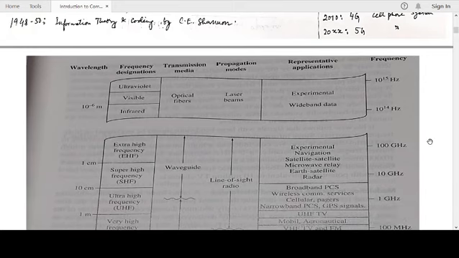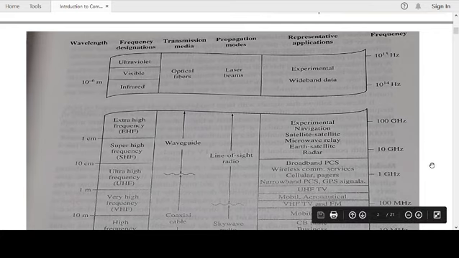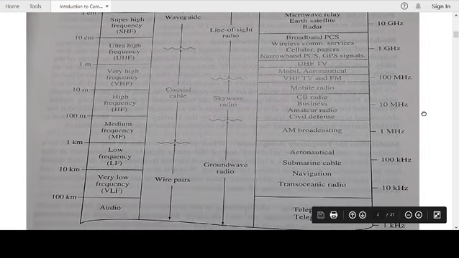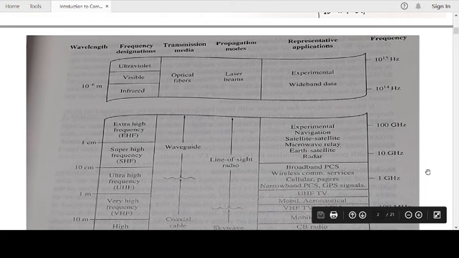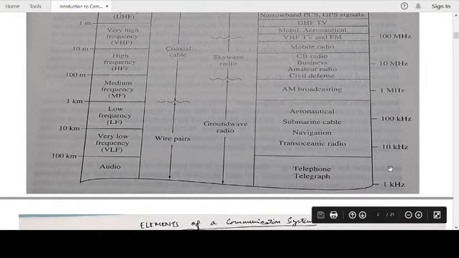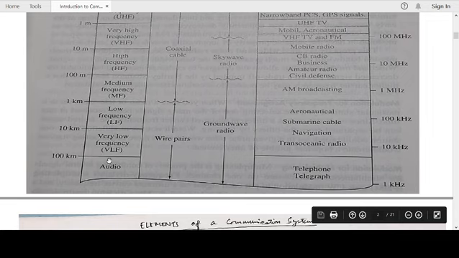On the next page, we have discussed a little bit on various kinds of communication frequency bands and their applications. However, I still included it here to understand transmission media and propagation modes. So at a frequency of 1 kilohertz, we typically have telephone, telegraph, or in the lower frequency range like 10 kilohertz to 100 kilohertz, we have aeronautical, submarine cable, navigation, transoceanic radio. This is known as the very low frequency to low frequency band.